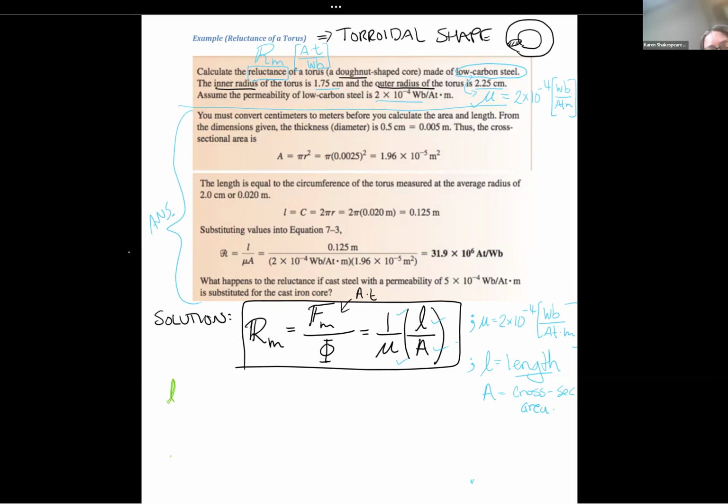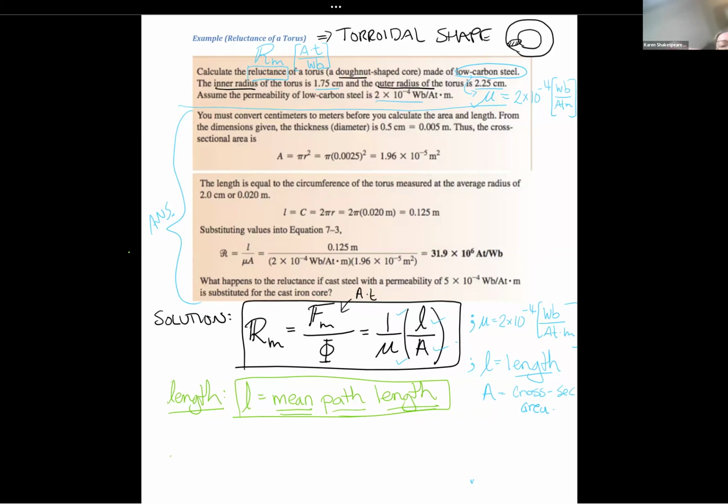So let's do length first. Let's find length. What does length mean? L actually means the mean path length. L is the mean path length, which is mean, kind of like average, right? Path length.